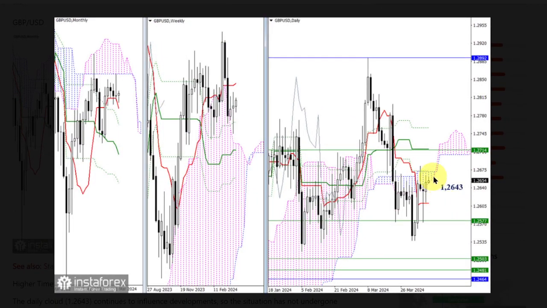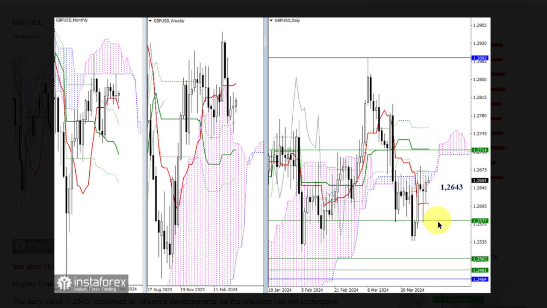The daily cloud of the GBPUSD currency pair continues to influence developments, so this situation has not undergone significant changes. The conclusions and expectations voiced earlier remain relevant. The main upward targets today are still at 1.2671, 1.2714, and 1.2757.